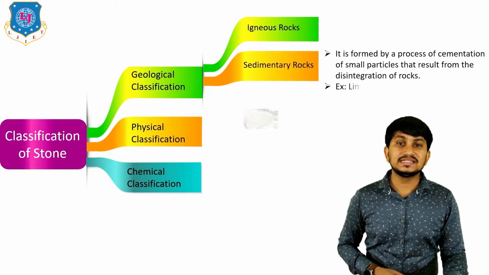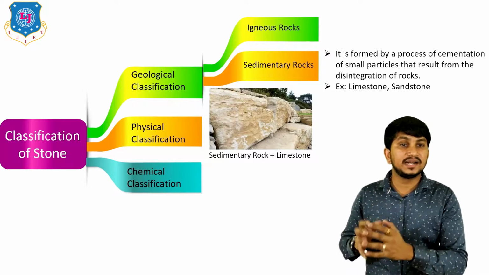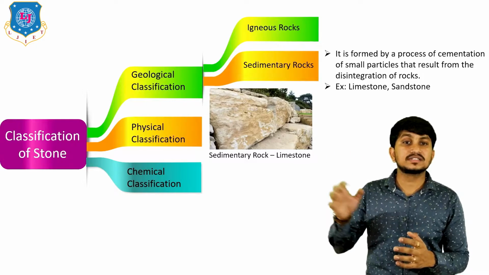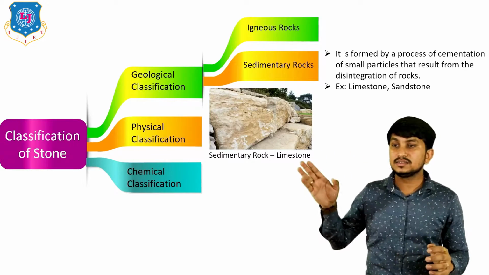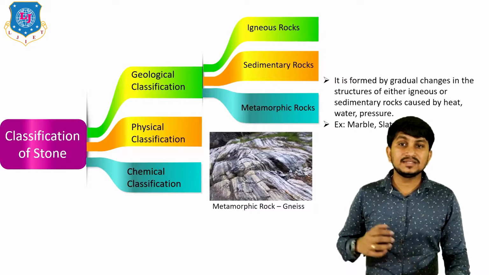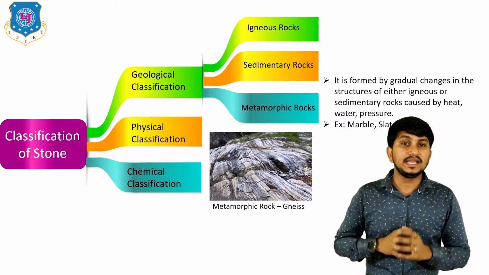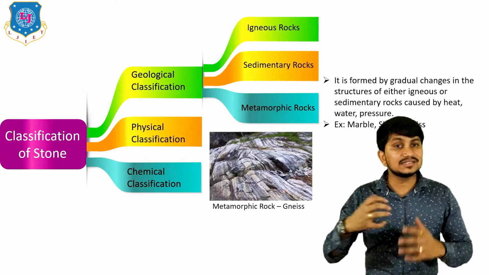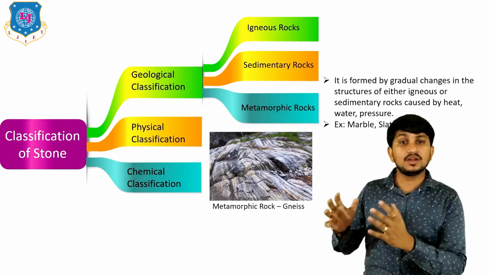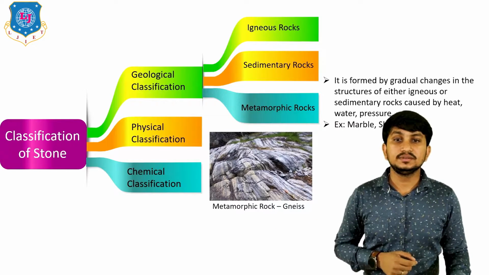Second type of rock is sedimentary rocks. It is formed by a process of cementation of small particles that result from the disintegration of rocks. The examples of these sedimentary rocks are limestone and sandstone. This is the figure of limestone. Third type of rock based on geological classification is metamorphic rock. It is formed by gradual changes in the structures of either igneous or sedimentary rocks caused by heat, water and pressure. The examples of these metamorphic rocks are marble, slate and gneiss. This figure is of gneiss.